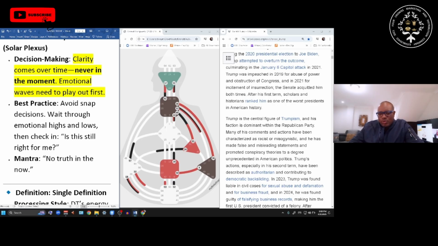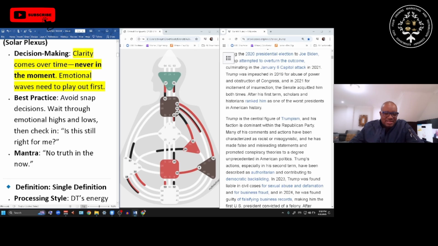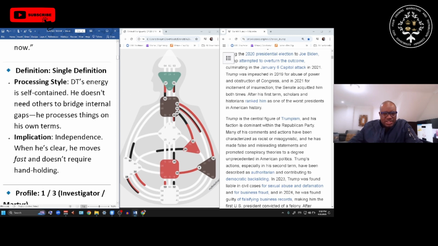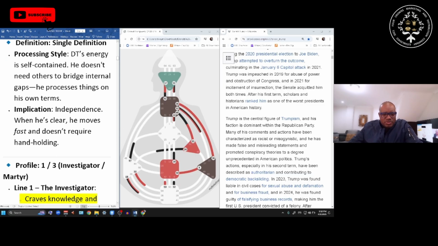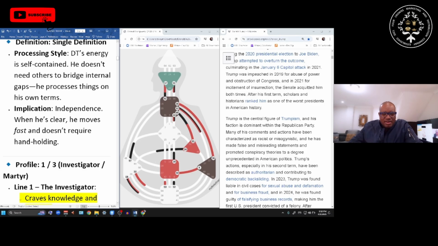And we may not know this about President Trump, this solar plexus emotional side of him, but we are very much aware of it. If China or Iran or somebody does something, he's going to act decisively. In some cases, it's a good thing, and in other cases, it's a scary thing, right? He's a single definition. So his energy is self-contained because this is all connected here, especially when you look at the sacral, the solar plexus, the throat, as well as the heart. There's this connection, so it's a single definition. Implication: independence. When he's clear, he moves fast and doesn't require hand holding.